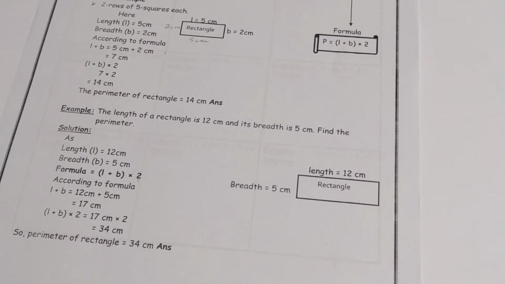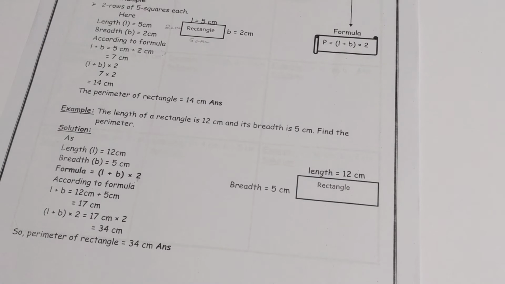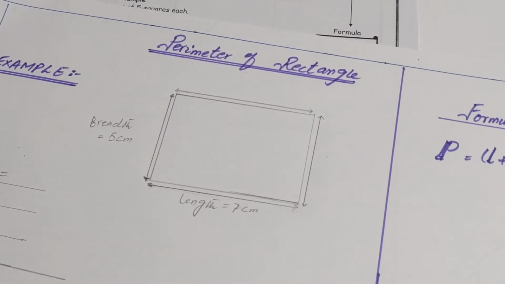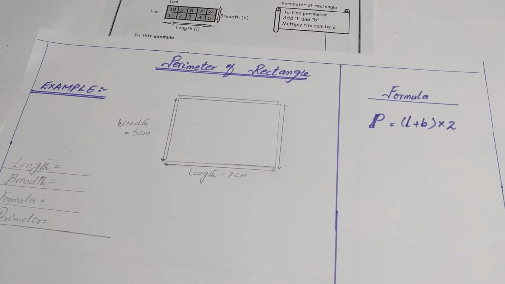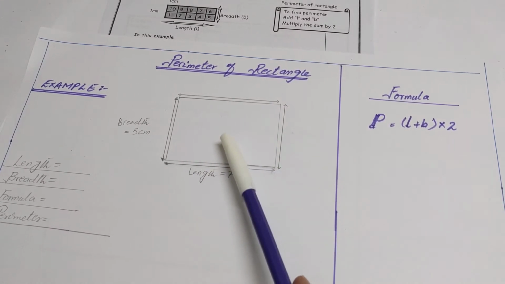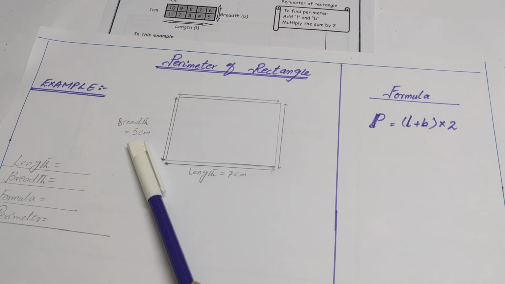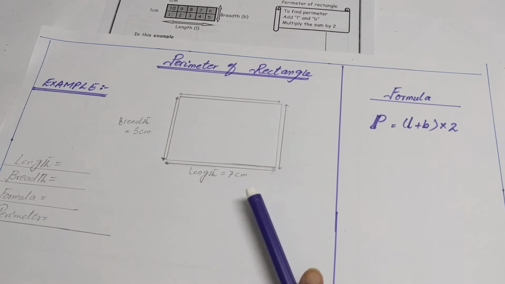I will solve one example for you, how to calculate the perimeter of a rectangle, because these examples were already done for you. Now I will calculate one more example for you. Okay, let's start. As you can see, one figure is given. This one is a rectangular figure. The length of this rectangle is 7 centimeter and the breadth of this rectangle is 5 centimeter. Now you have to calculate the perimeter of this rectangle.